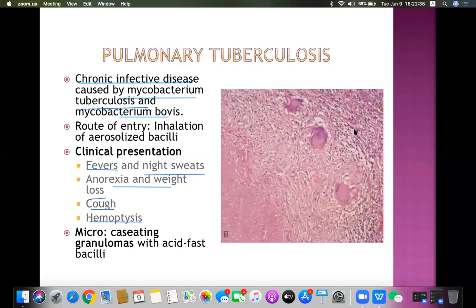Whichever TB you are talking about, pulmonary TB is our topic right now. But if you talk about meningeal tuberculosis, bone and joint tuberculosis, GI tract tuberculosis, renal tuberculosis, whatever, if you take a biopsy, the only finding is caseating granuloma, and that will give us the diagnosis.